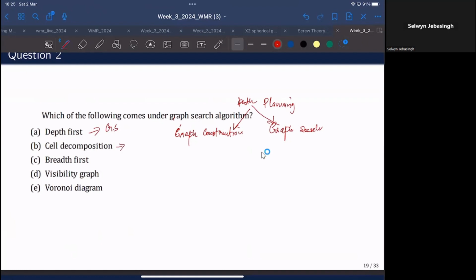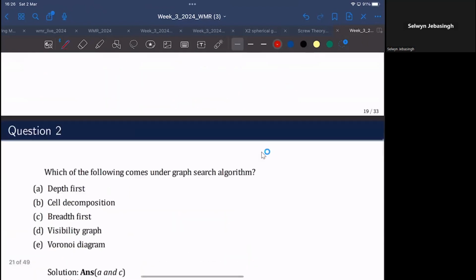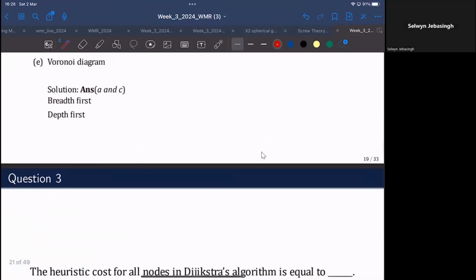Cell decomposition, if you can recall, is a graph construction algorithm. Breadth first is also a graph search algorithm. Visibility graph is graph construction. Voronoi diagram is also graph construction. So we have two correct answers. Depth first and breadth first are both graph search algorithms. So options A and C are indeed correct.